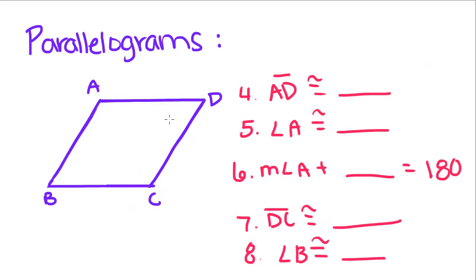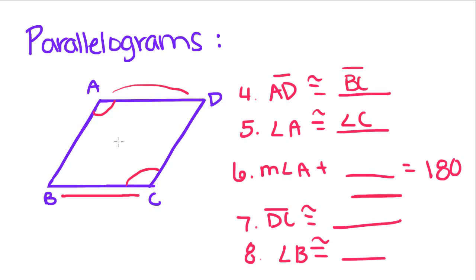We got some more problems to do. So AD is congruent to BC. Angle A is congruent to the angle opposite, which is angle C. The measure of angle A plus what is equal to 180? Well, there's actually two different angles that could fit here. So it's consecutive angles that are supplementary. So A and D are consecutive angles, and A and B are consecutive angles.